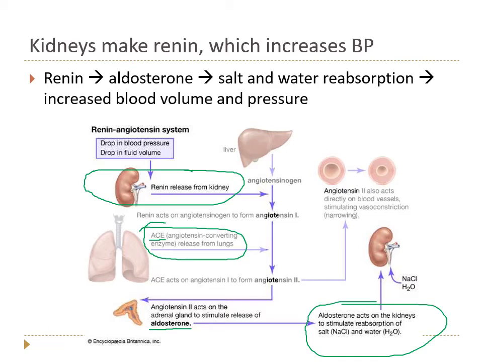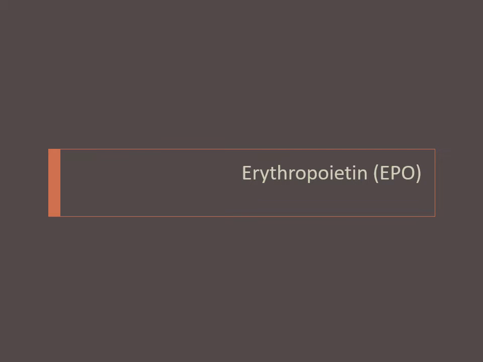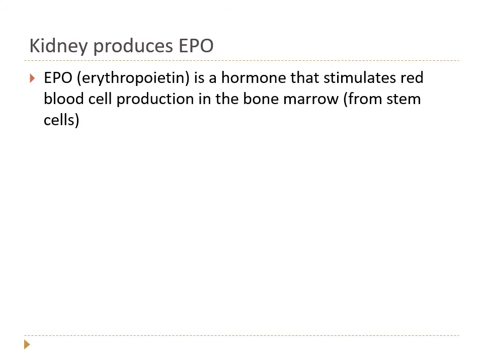All right, moving on. The second thing the kidneys are going to do is make erythropoietin, or EPO for short. You might remember from when we talked about the blood and how the blood is produced. Erythrocyte production is in the red bone marrow, right, from stem cells, and EPO is the hormone that tells the bone marrow to make more erythrocytes.